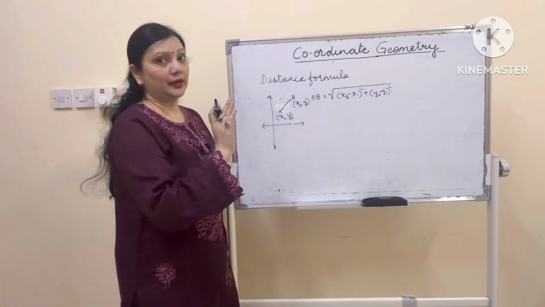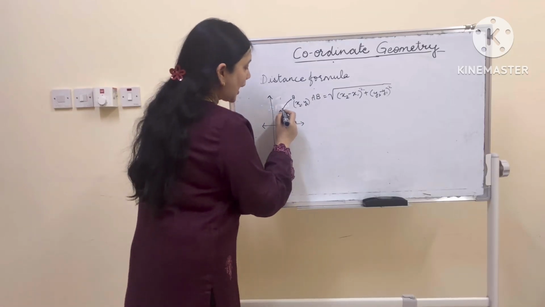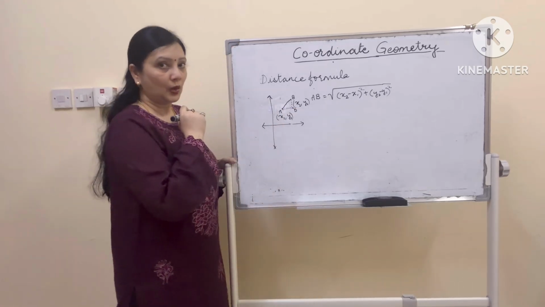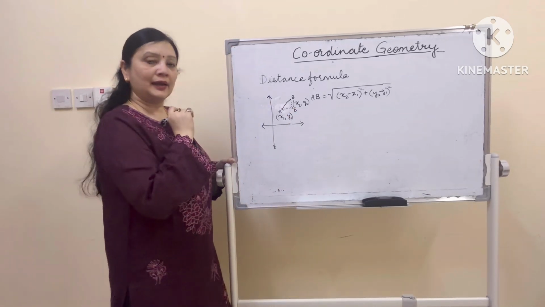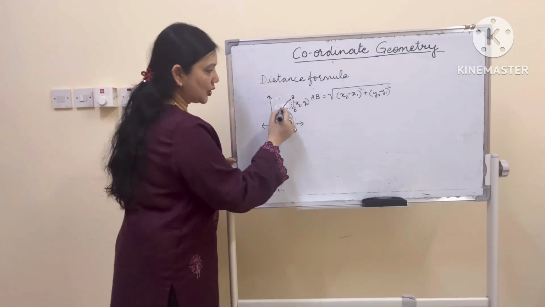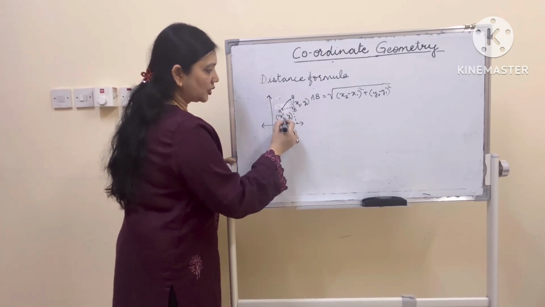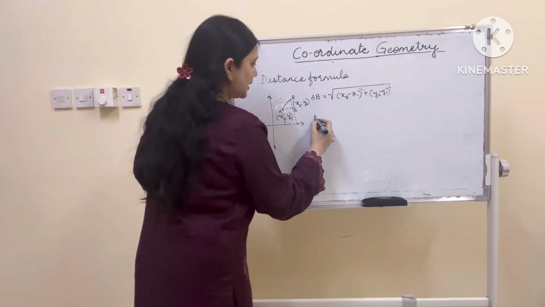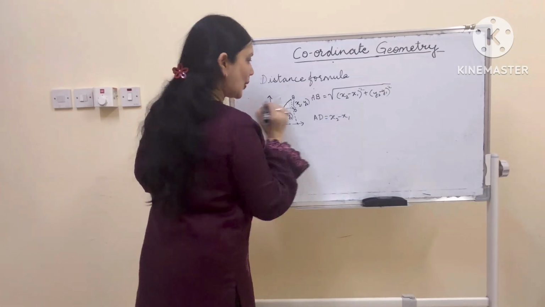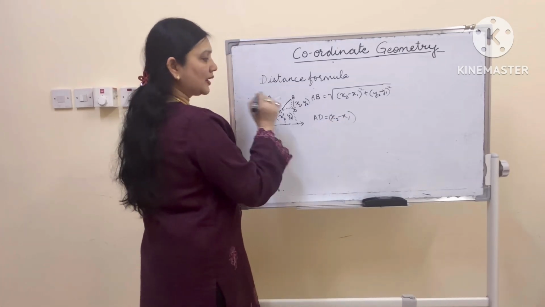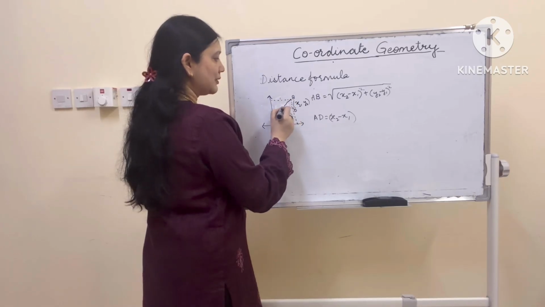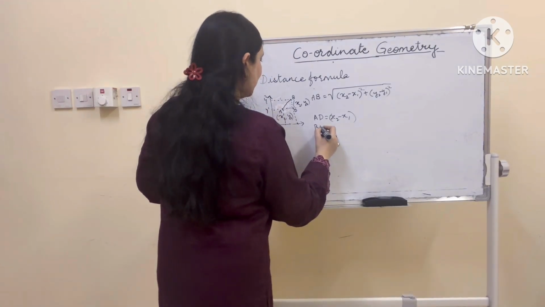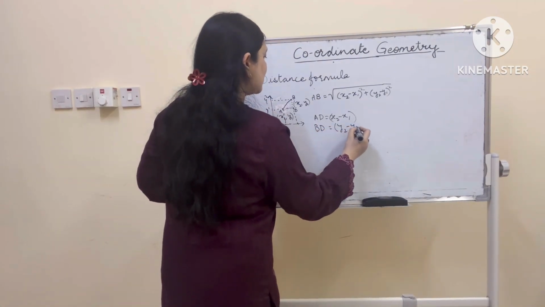Alright, now you don't have to learn it, just understand. Suppose I make it into a right angle triangle and there is a point D. So what will be the distance of A and D? This is x2 here, this is x1 here. So the distance AD will be x2 minus x1, isn't it? Same way, what will be the distance of BD? If I take this side, it will be y2 and y1. So BD will be y2 minus y1.